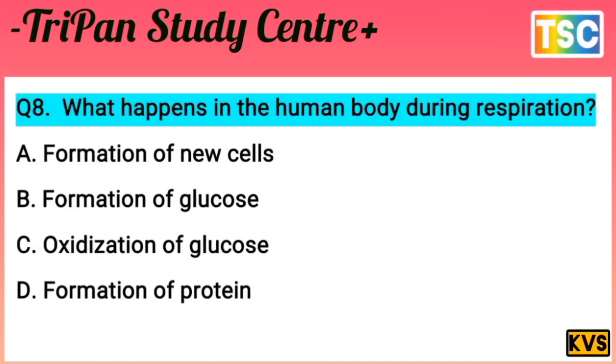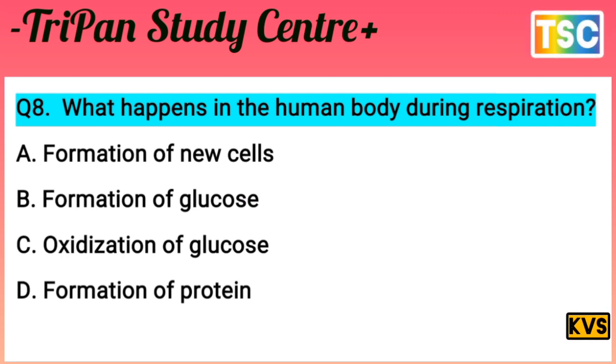Next question on your screen. What happens in the human body during respiration? A. Formation of new cells. B. Formation of glucose. C. Oxidation of glucose. And D. Formation of protein. This question is very interesting and important from the exam point of view.